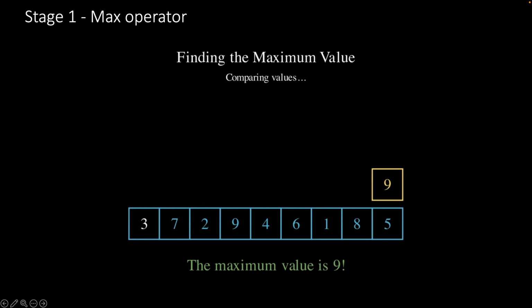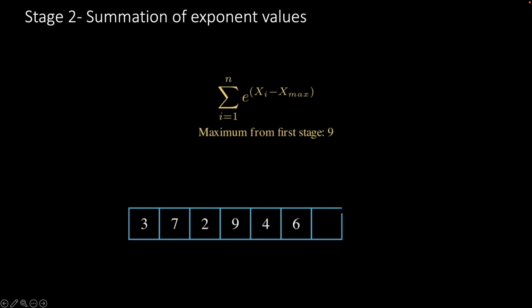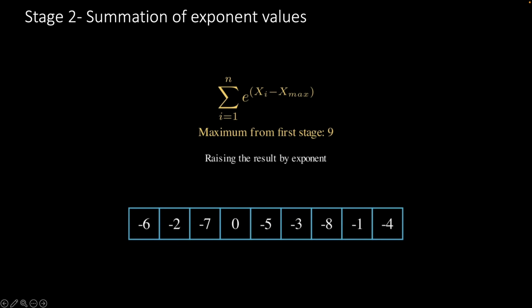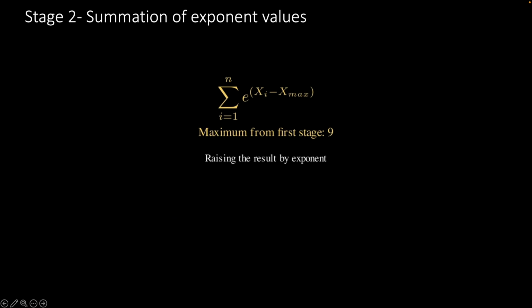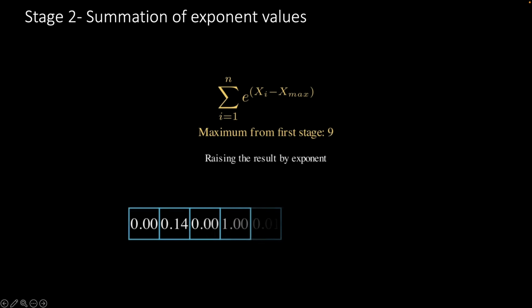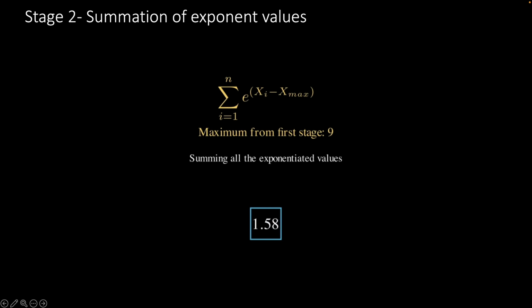Next, we need to generate a normalized sum of the values. This normalized sum is achieved by taking all the elements, subtracting the maximum that we found in the first stage, and then raising exponent to that result. After we have raised exponent to that result, we need to sum all the resulting exponents, and this is our normalized sum. In this case, 1.58.